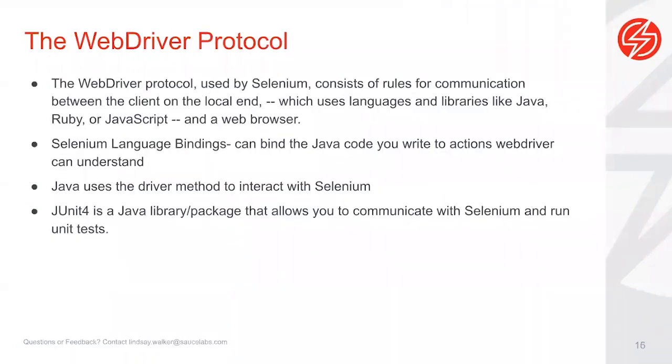The WebDriver protocol used by Selenium consists of rules for communication between the client on the local end, which is you, your test code, using languages like Java, Ruby, or JavaScript, and a web browser. The Selenium language bindings bind the Java code you write to actions with the WebDriver. So the actions that are happening on your probably Selenium grid. You'll see the driver keyword a lot to interact with Selenium. And we'll be using JUnit 4, which is a library or package that allows you to communicate with Selenium and run unit tests. So real quick, I want to show a couple examples of what this looks like.